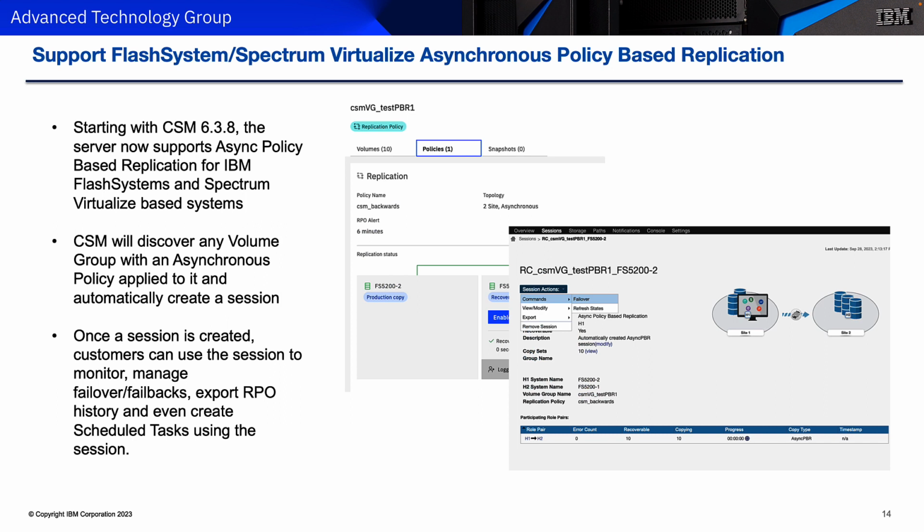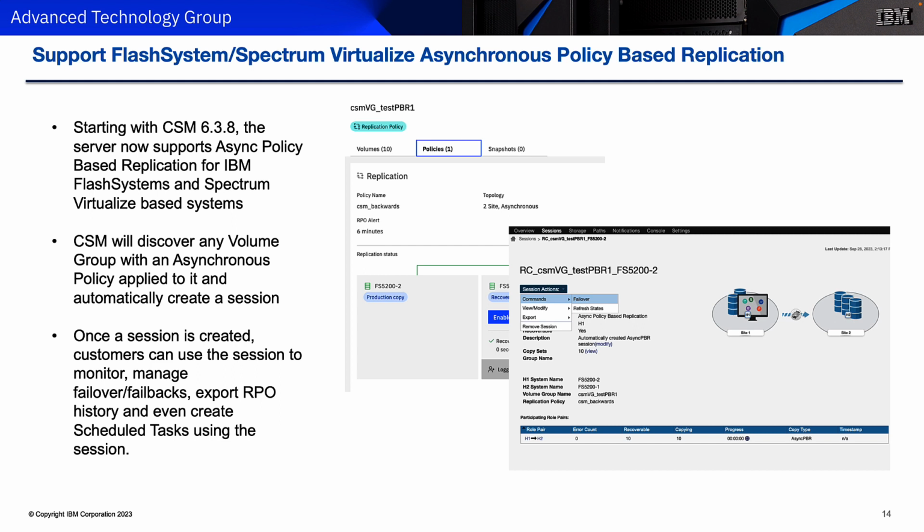Okay, the last one I want to talk about is kind of a big feature. It's support for policy-based replication from IBM FlashSystems and Spectrum Virtualize-based systems. They've had policy-based replication for a little while now, I think about a year, I want to say. CSM supports a lot of the snapshots and safeguarded copy, but the next step was to support the policy-based replication.